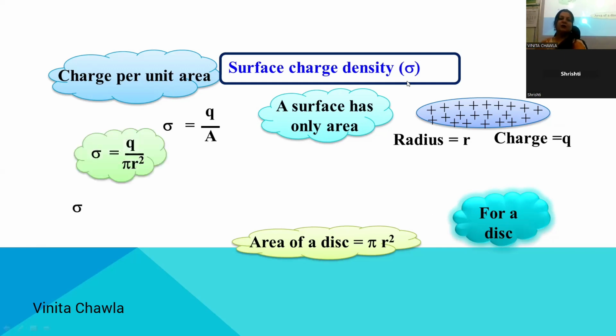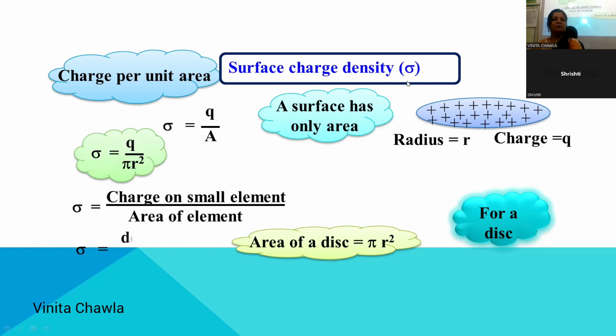And if we consider a small element over the surface, we have a small area, and in the small area a small charge is accumulated, right? So it is dq by dA. Now, because the unit of charge is coulombs and that of area is meter square, the unit of surface charge density will be coulomb per meter square.